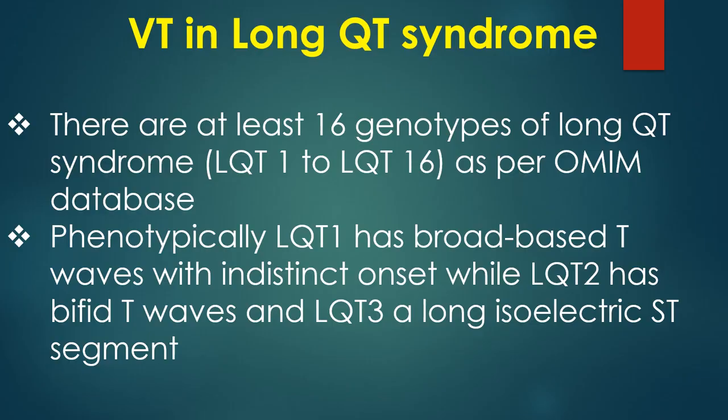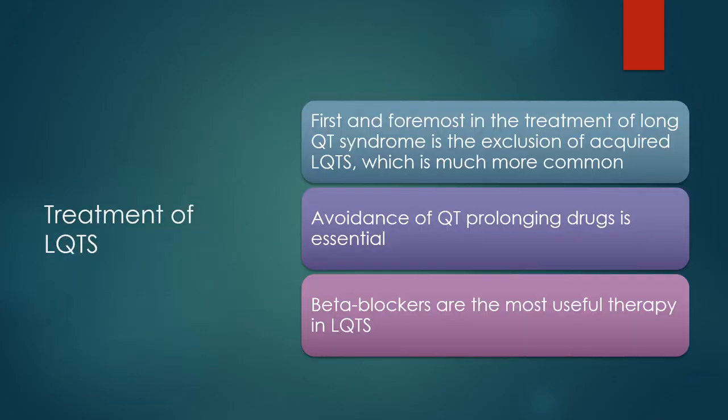Phenotypically, LQT1 has broad-based T waves with indistinct onset, while LQT2 has bifid T waves and LQT3 a long isoelectric ST segment. First and foremost in the treatment of long QT syndrome is the exclusion of acquired LQTS, which is much more common. Avoidance of QT prolonging drugs is essential.